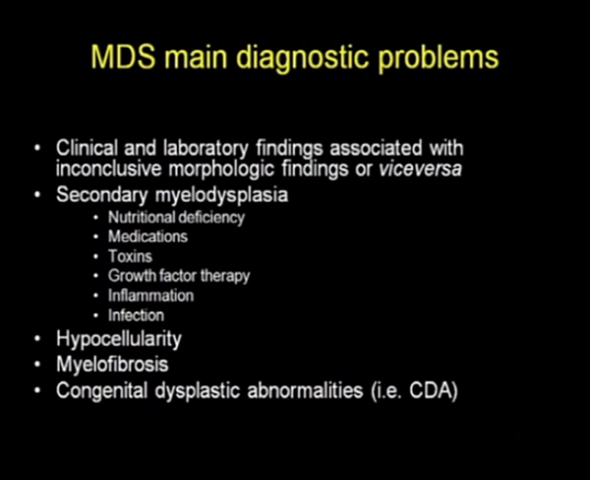Other diagnostic problems concern cases with hypocellular bone marrow, and cases with MDS associated with myelofibrosis. And finally, we should exclude from this group all those cases with congenital dysplastic abnormalities, such as the congenital dyserythropoietic anemias.